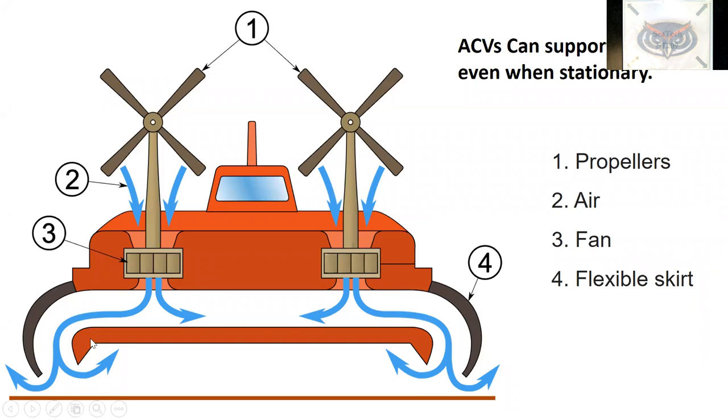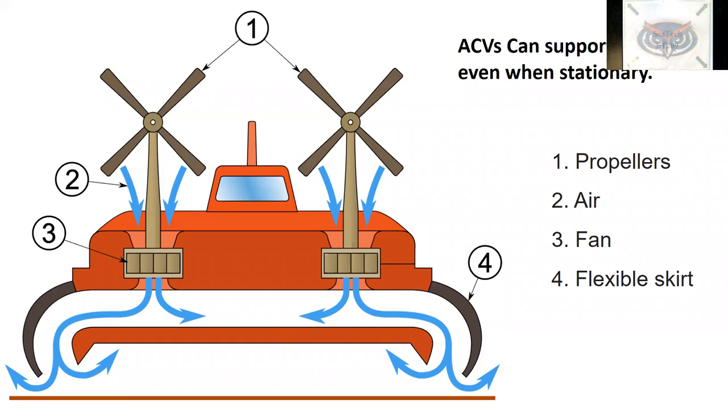So what would you do to disable such a craft on land? Pop the skirts. Yeah, that's one thing you can do. This is basically flexible rubber, so you can try and slash it. But then you have to get close to the thing.